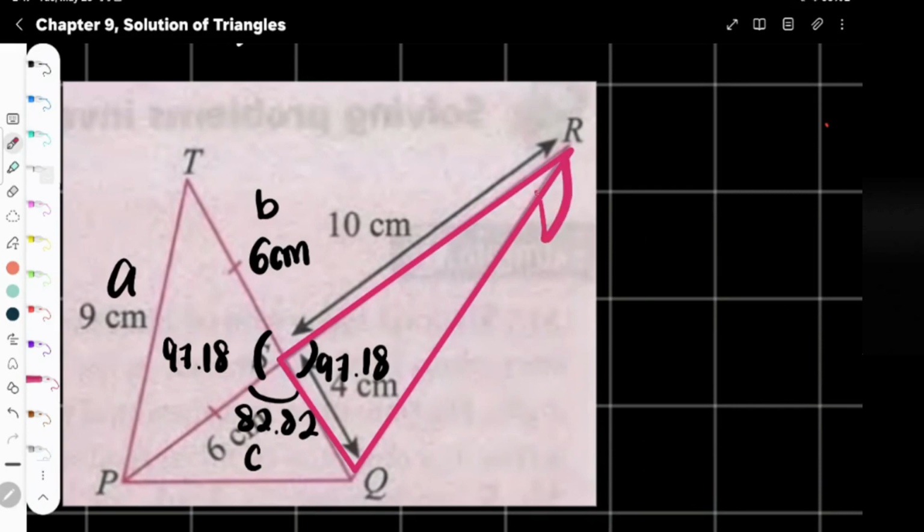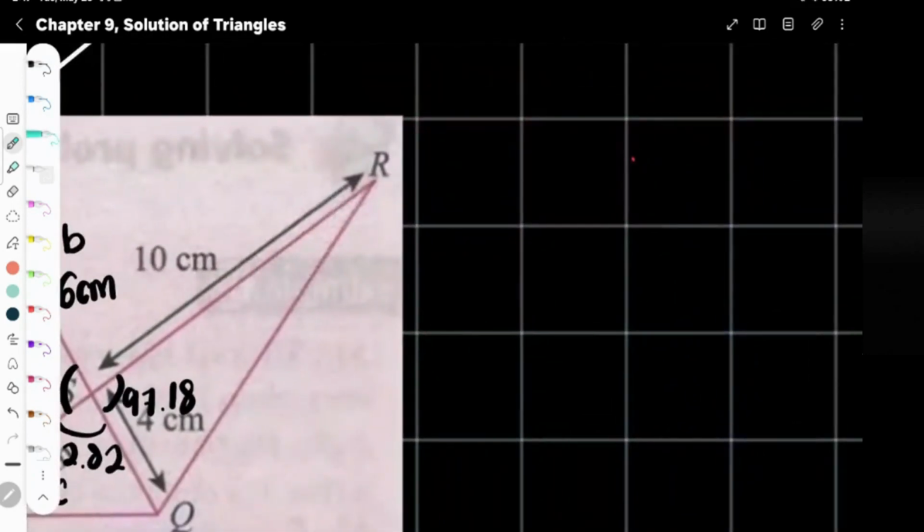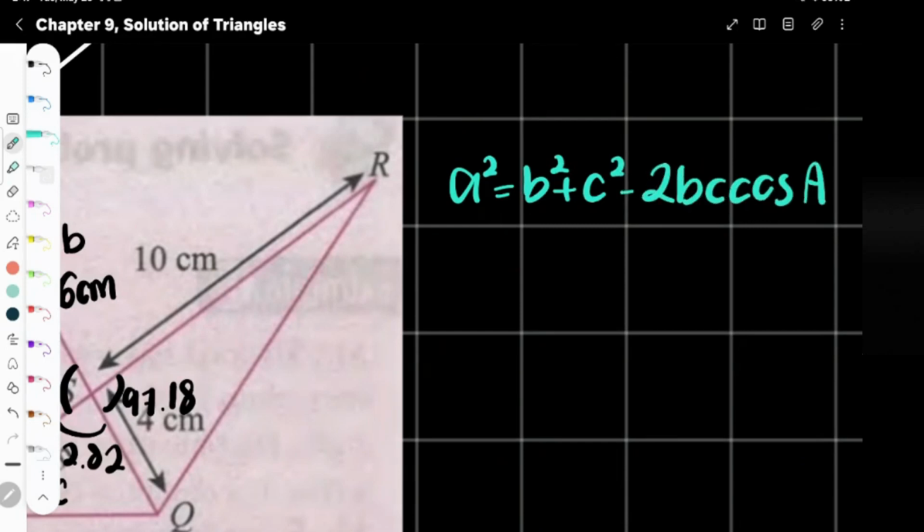This is the teeth, I guess. So this will be A. Okay, this will be A. So that means the inside will be capital A. So let's use the cosine rule again. A square equals B square plus C square minus 2BC cos A. Okay, 2BC cos A.